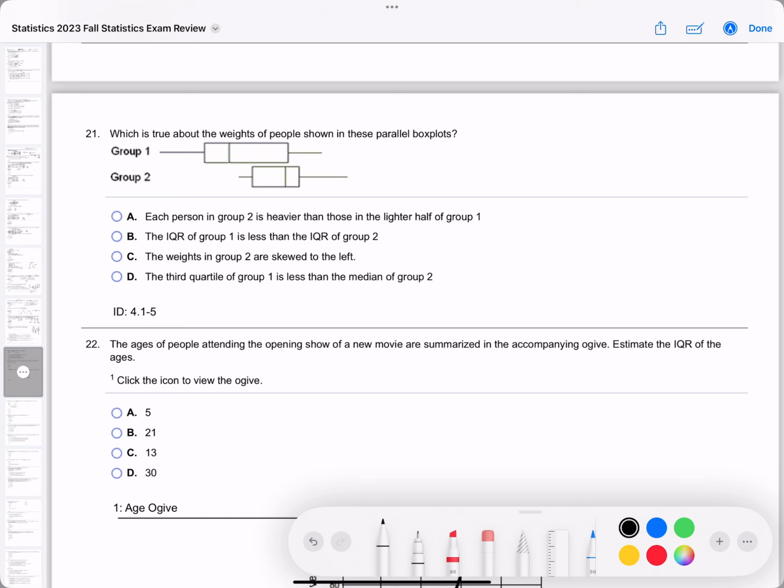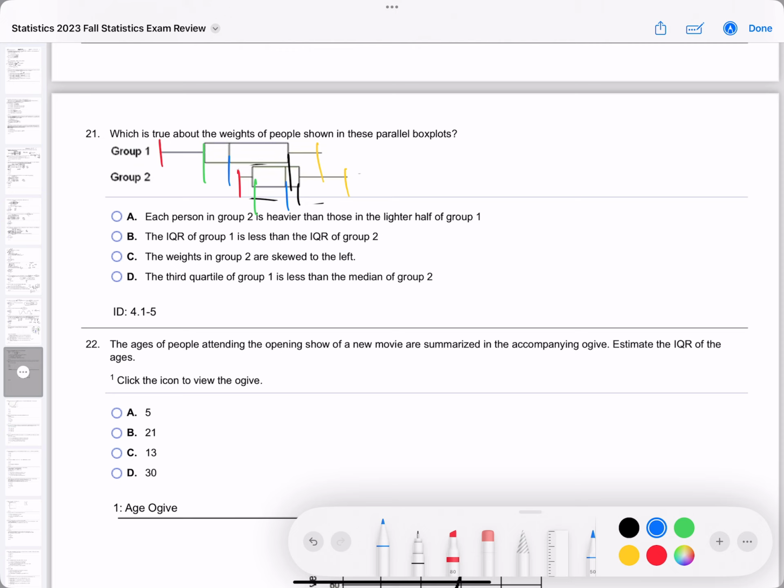Okay, for 21, which is true about the weights of the people shown in these parallel box plots. Well, you can see that group 2 is definitely, most people are heavier. You can start to compare things. Let's compare the minimums. You can see definitely the minimum in group 2 is heavier. Q1, compare those. Again, heavier in the median. If I look at Q3, heavier in Q3, and then even in the maximum. So in general, they're definitely heavier.